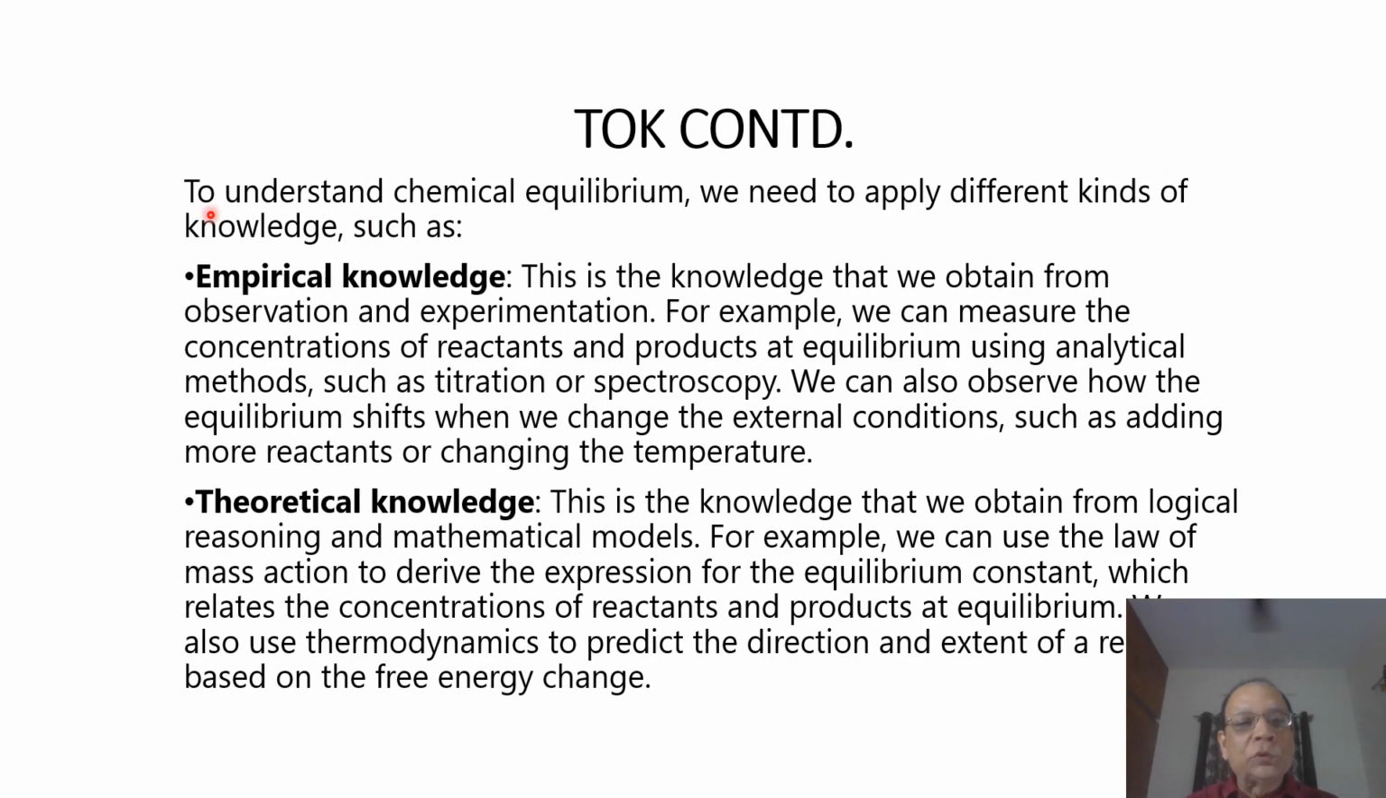Now, TOK continues. To understand chemical equilibrium, we need to apply different kinds of knowledge, such as empirical knowledge, which is obtained by observation and experimentation. For example, we can measure the concentrations of reactants and products at equilibrium using analytical methods such as titration or spectroscopy. We can also observe how the equilibrium shifts when we change the external conditions, such as adding more reactants or changing the temperature, pressure, adding catalyst, adding noble gas.